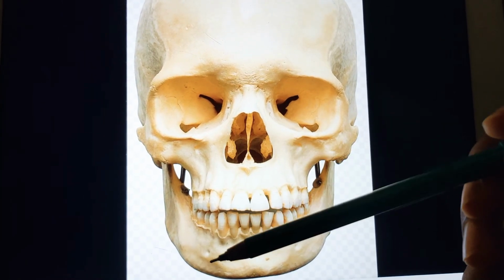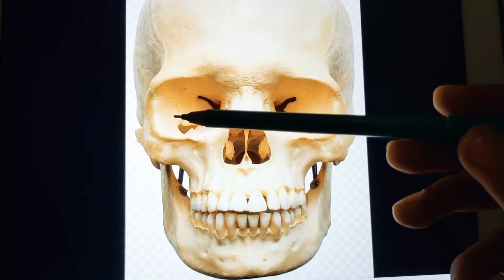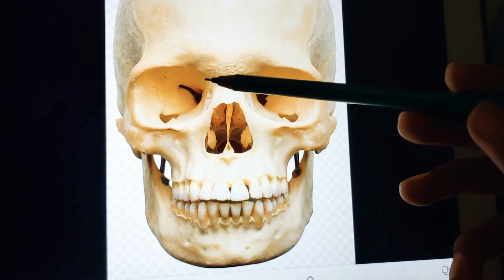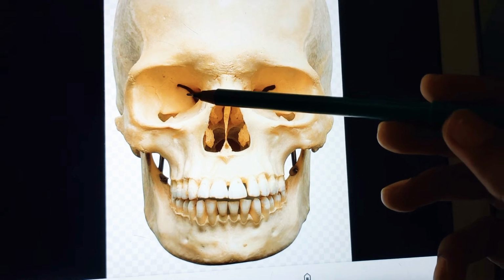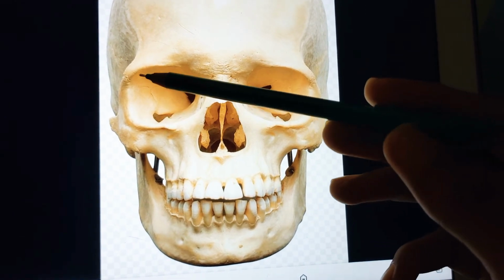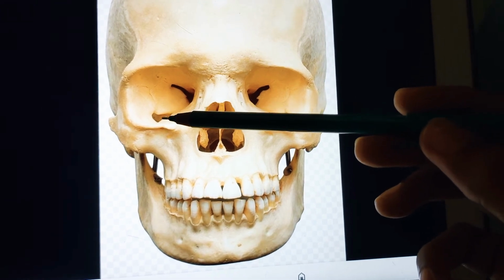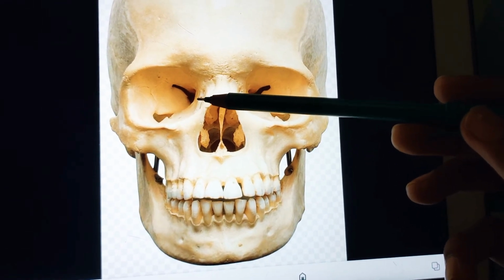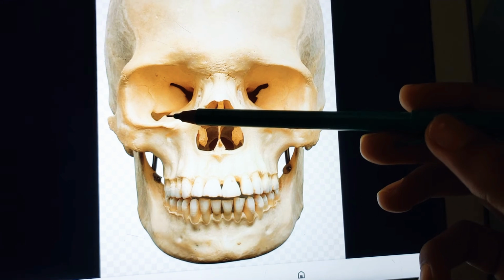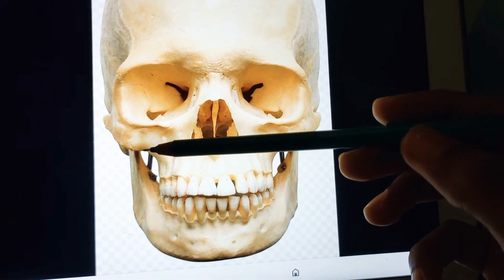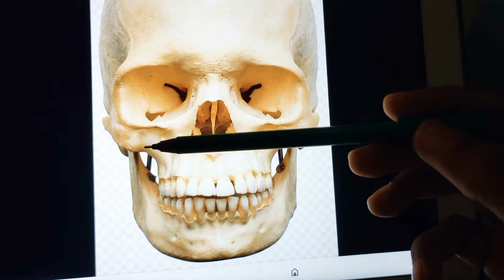Next, coming to named features, the inferior orbital fissure occupies the posterior part of the junction between the lateral wall and floor. So between the lateral wall and floor, you can see this one. This is called the inferior orbital fissure. Through this fissure, the orbit communicates with the infratemporal fossa anteriorly and with the pterygopalatine fossa posteriorly.